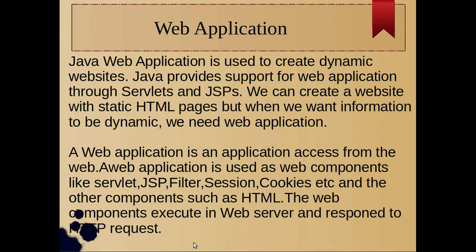Okay, so what is basically a web application? A web application is made up of different websites put together. So a web application is used to create dynamic websites. We can create these web applications by using servlet or JSP. JSP is Java Server Pages. But by using HTML we can create only static pages. If we want dynamic, that means the web page should interact with the user, then we need a web application. These web applications can be created by using servlet or JSP.